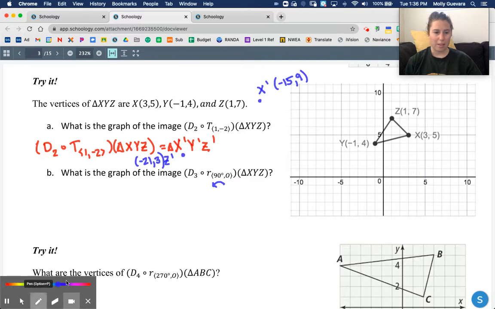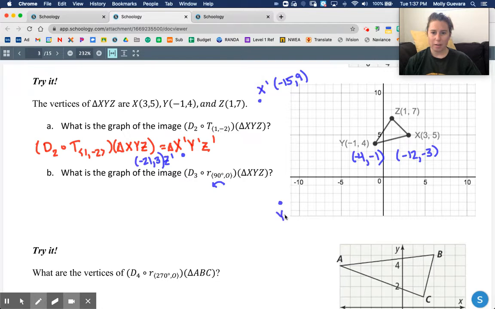Okay, and then the last one is Y. If I switch the X and Y, I get 4, negative 1. That's going to come down here into quadrant 3, so they're both going to be negative. And then dilating it by a scale factor of 3, that gets me negative 12, negative 3. So negative 12 is here, negative 3. So this would be Y prime, and that's the point negative 12, negative 3. And then I can connect those points.